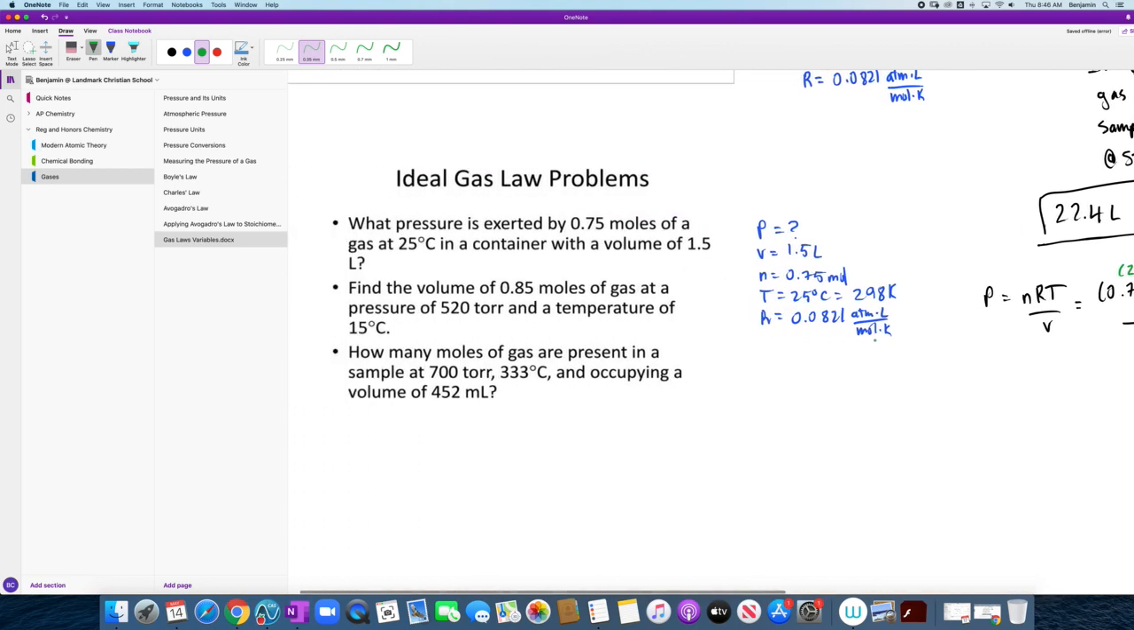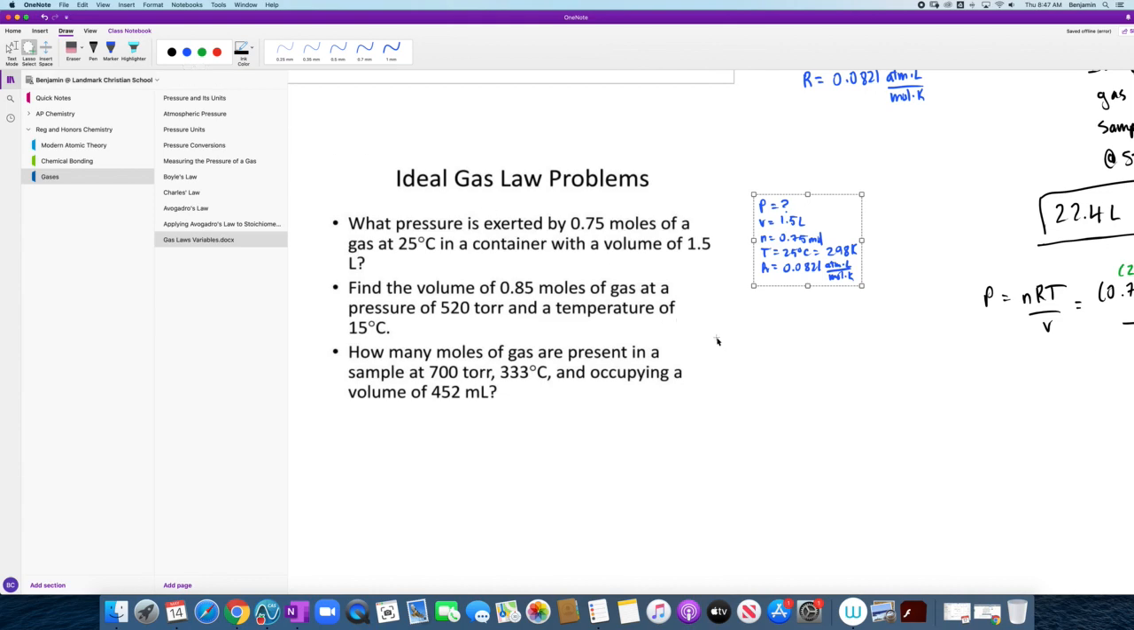Okay, let's do one more, and then I'll let you do the third one on your own to finish up today's lesson. Find the volume of 0.85 moles of gas at a pressure of 520 torr and a temperature of 15 degrees Celsius. Again, let's list out everything that we know about this particular gas sample. We know the pressure. The pressure is 520 torr.